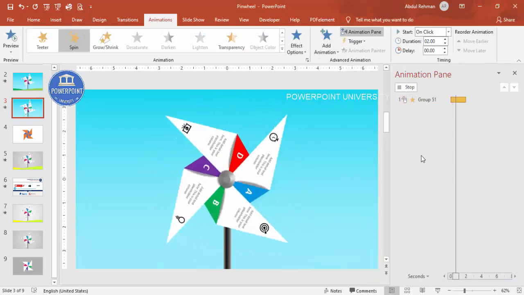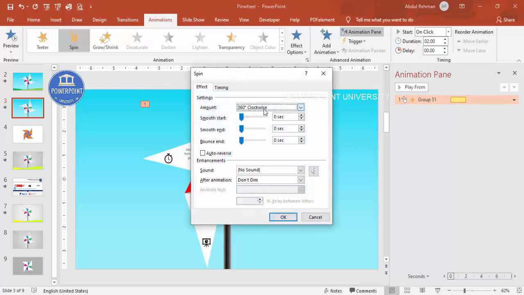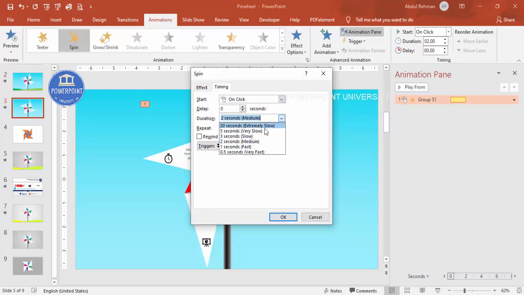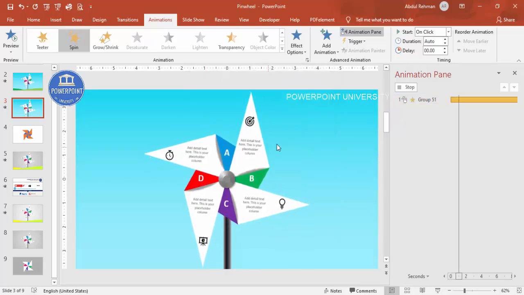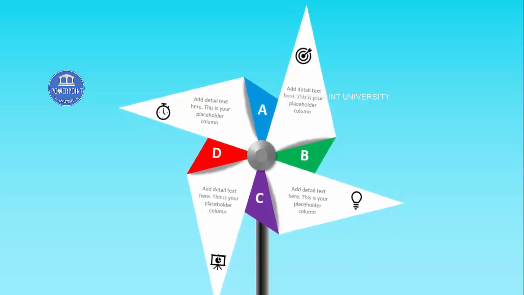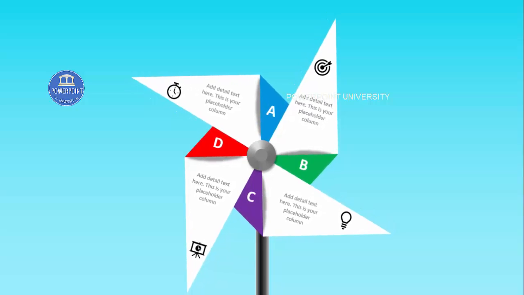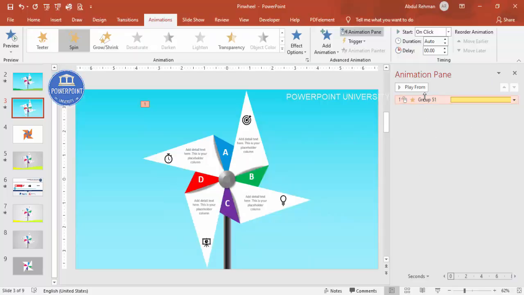I'm going to make it spin. Can you see here it's spinning, but it's spinning very fast. I'm going to make it very slow. So go to the timings. I'm going to select extreme slow, and from here 20 seconds I can make it even 120 seconds also. Okay, now if I play, when I click, you can see here it is slowly rotating, very slowly, you know, you don't feel also. So something like that. So depending on your requirement, you can increase or decrease the speed.